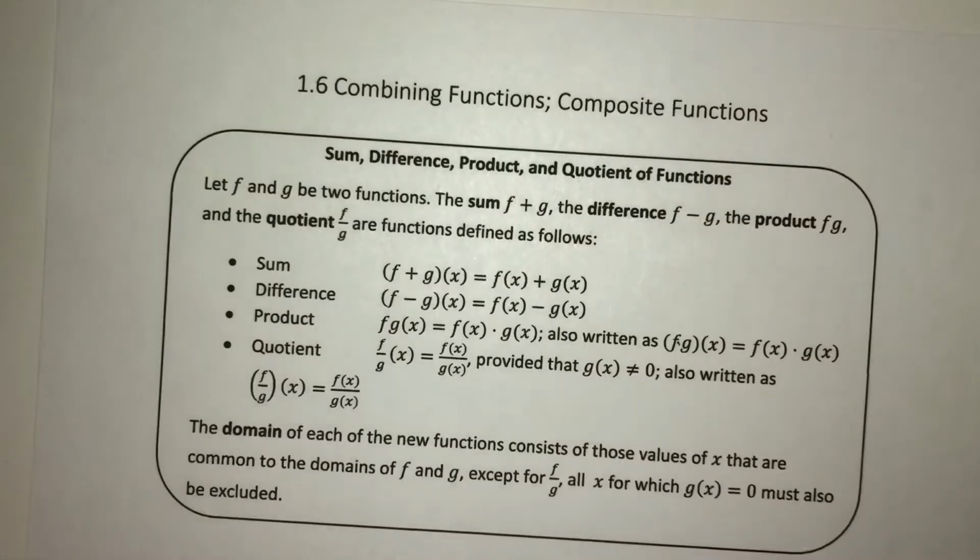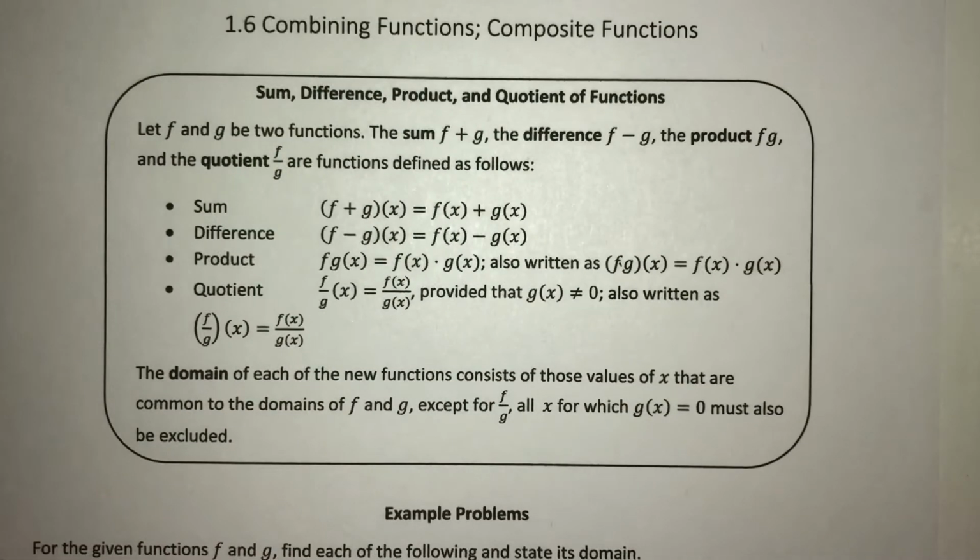Okay, now the domain of these new functions consists of all the values of x that are common to both domains. So the numbers we plug in have to be good in f and also be good in g. Now, f over g adds one level. We do have to make sure that g of x is not 0. But still, we're not allowed to use anything that is not in the domain of f or g.